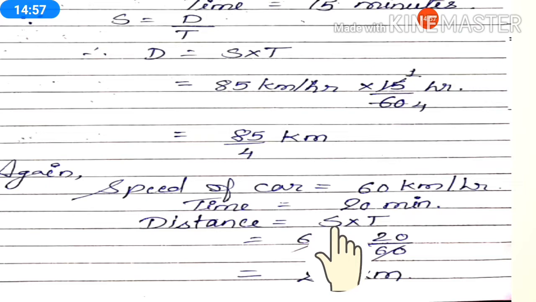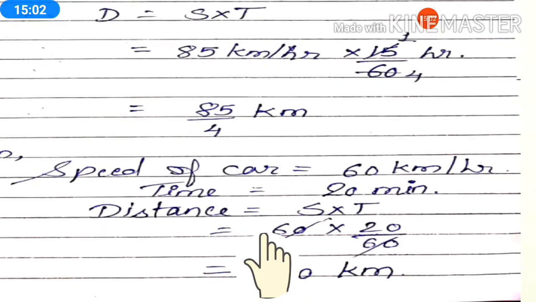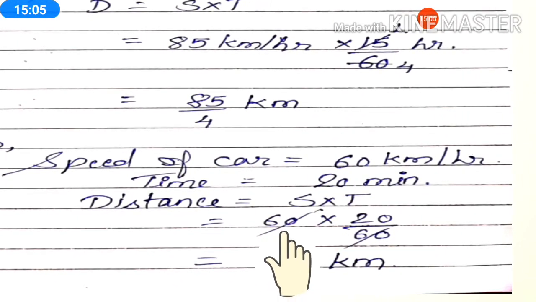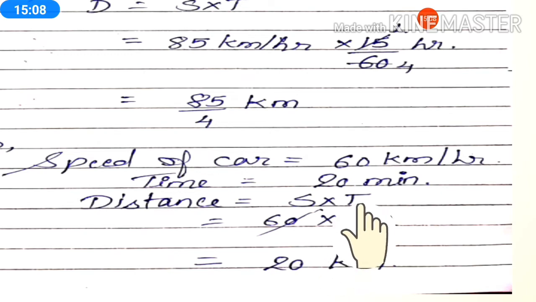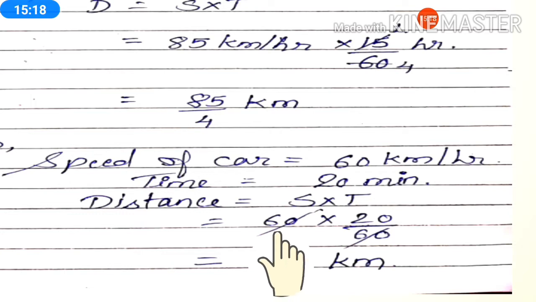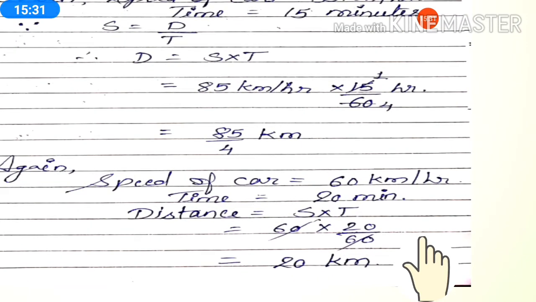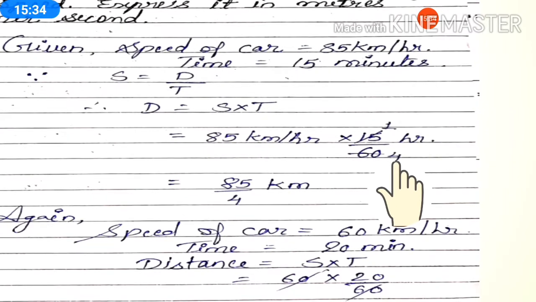Here S is speed. Please don't get confused. S denotes speed, T denotes time, and D denotes distance. So speed is here how much? 60 kilometer per hour into time, 20 minutes. So we will divide by 60 to convert into hours. Here denominator 60 and numerator 60, so 60 and 60 cancel. So what is only left? 20. It means the distance is how much here? 20 kilometer.